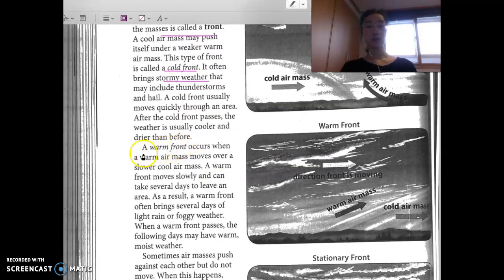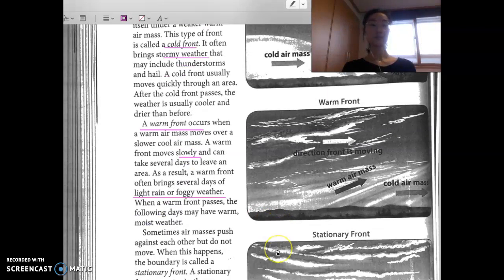A warm front occurs when a warm air mass moves over a slower cool mass. So the warm air mass is going over the colder one. A warm front moves slowly and can take several days to leave an area. As a result, a warm front often brings several days of light rain or foggy weather. When a warm front passes, the following days may have warm, moist weather. That's why after a thunderstorm or after rain, you can feel the next couple days are a little moist, humid when you go outside, right?